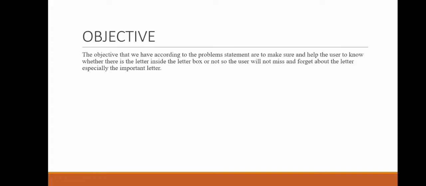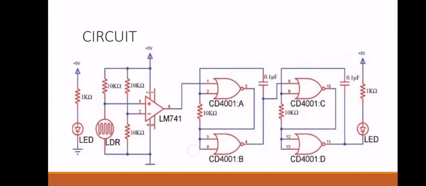So next, the objective. The objective according to the problem statement is to make sure and help the user to know whether there is a letter inside the letterbox or not, so the user will not miss and forget about the letter, especially an important letter.